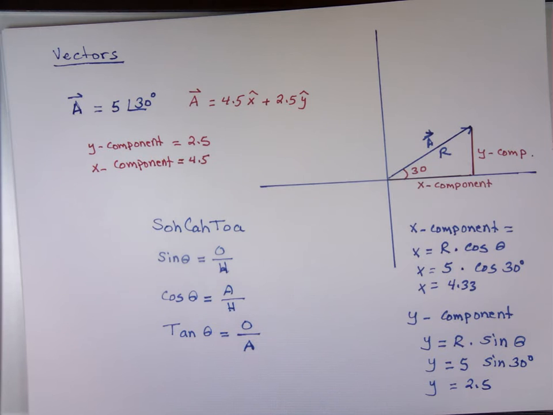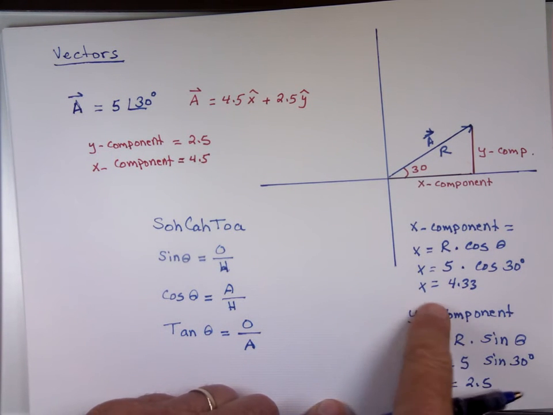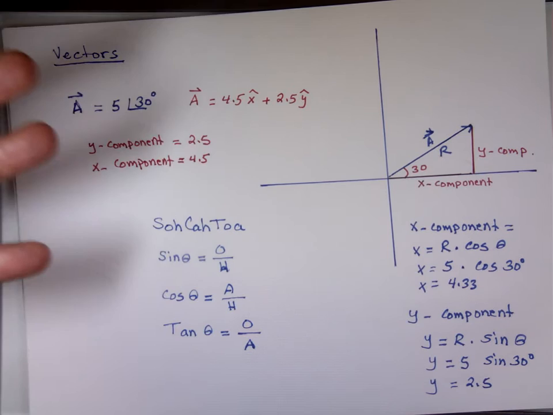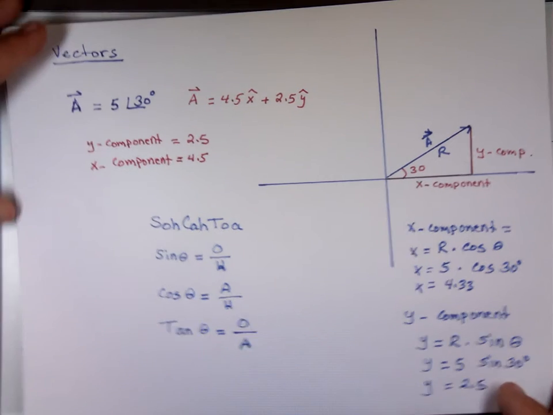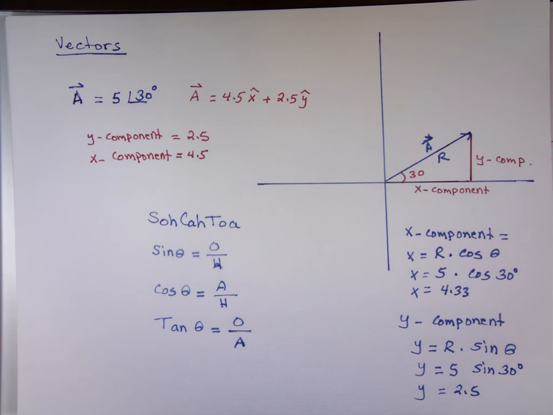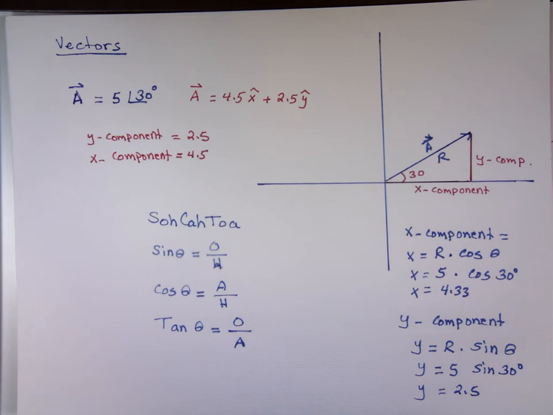So this is doing it with the math. The math said it should really be 4.33 for x, and y should be 2.5. When we graphed them, we were approximating a little bit because I don't have graph paper, and the thickness of my pen alone is 1 millimeter, but I came up with two answers very close to the real answers, 4.5 and 2.5.